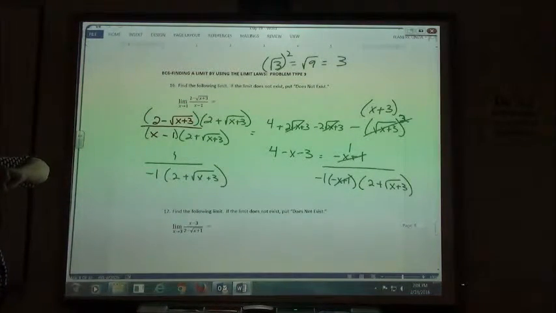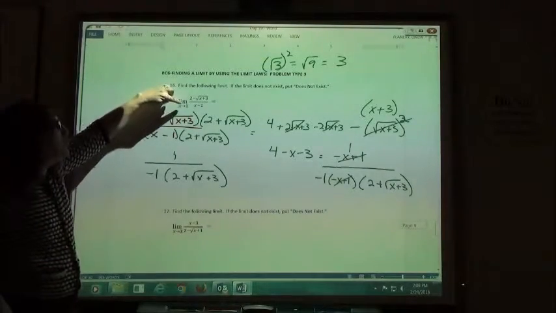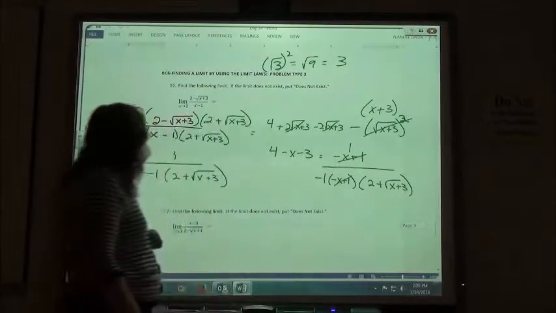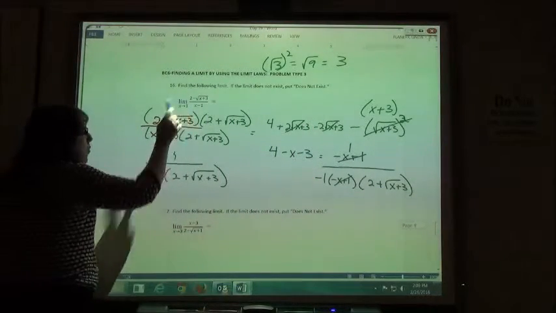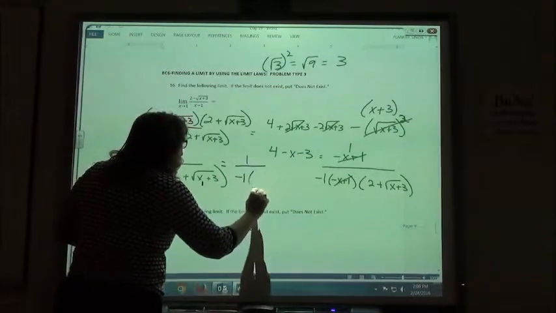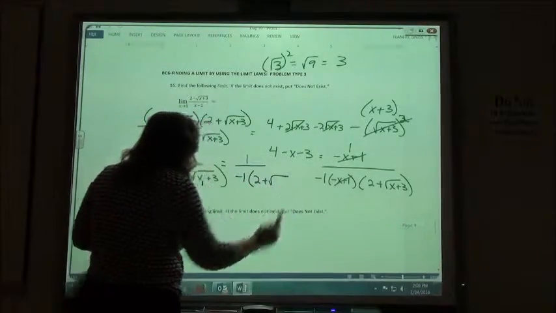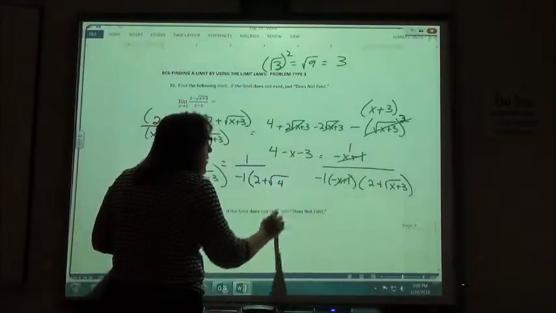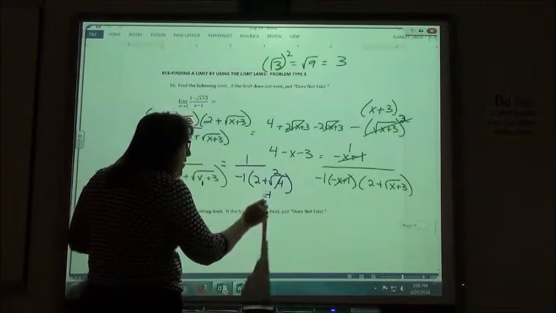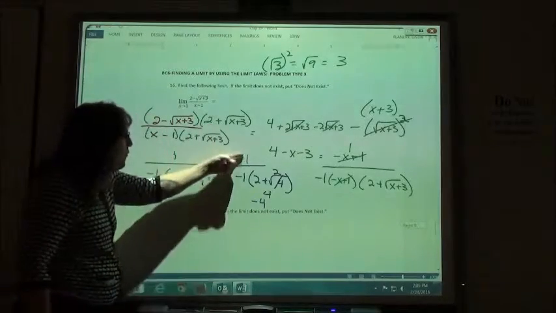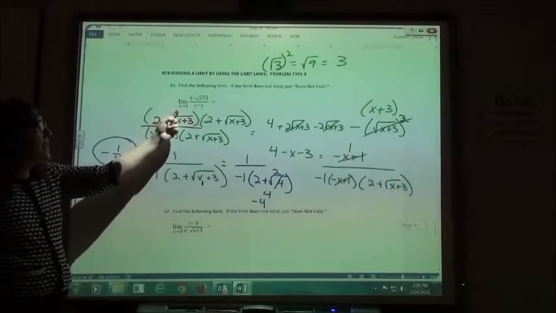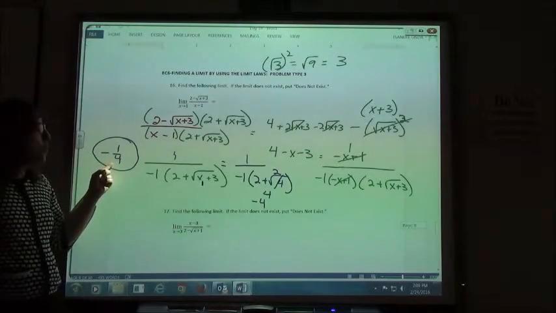Now I have my expression in a simpler form. I can try to evaluate it directly or see if I have to continue trying to simplify that. So if I try to evaluate it directly, I'm going to put a 1 in for my x. So I'm going to have 1 on top, negative 1 times 2 plus the square root of 1 plus 3 is 4. The square root of 4 is 2. 2 plus 2 is 4. Negative 1 times 4 gives me negative 4. So I have 1 over negative 4, or negative 1/4. So the limit as x approaches 1 is going to be negative 1/4.